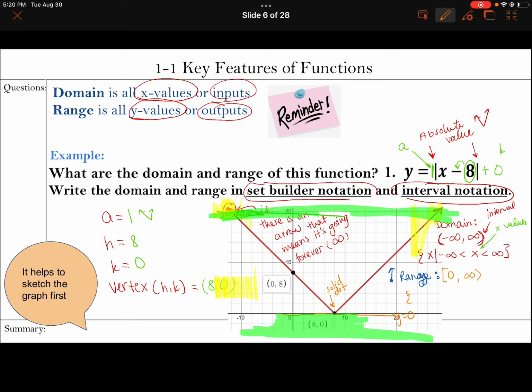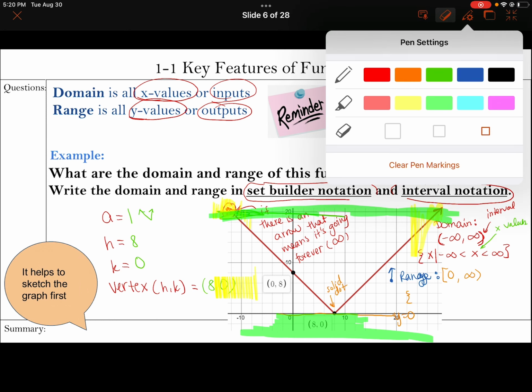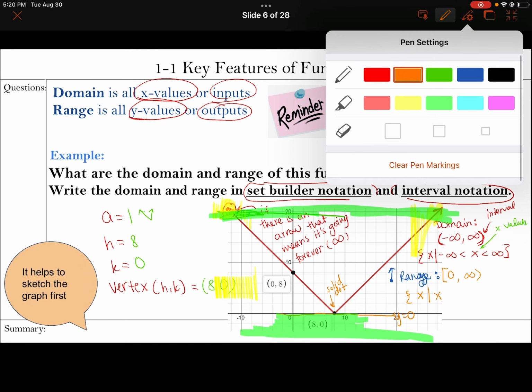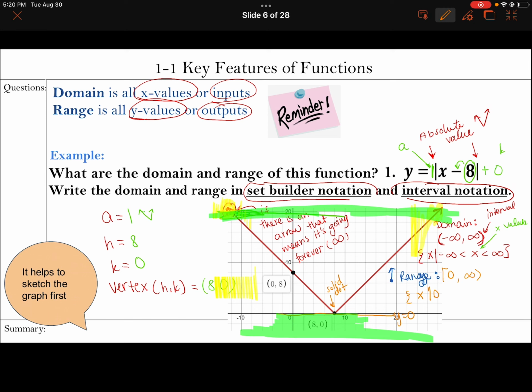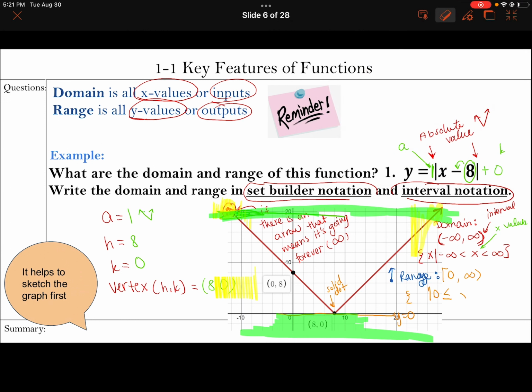In set builder notation, that would be x, it's going to be 0. It's going to be 0 less than or equal to, it's not x, I meant y, because range are all your y values. So y, 0 less than or equal to y less than infinity.